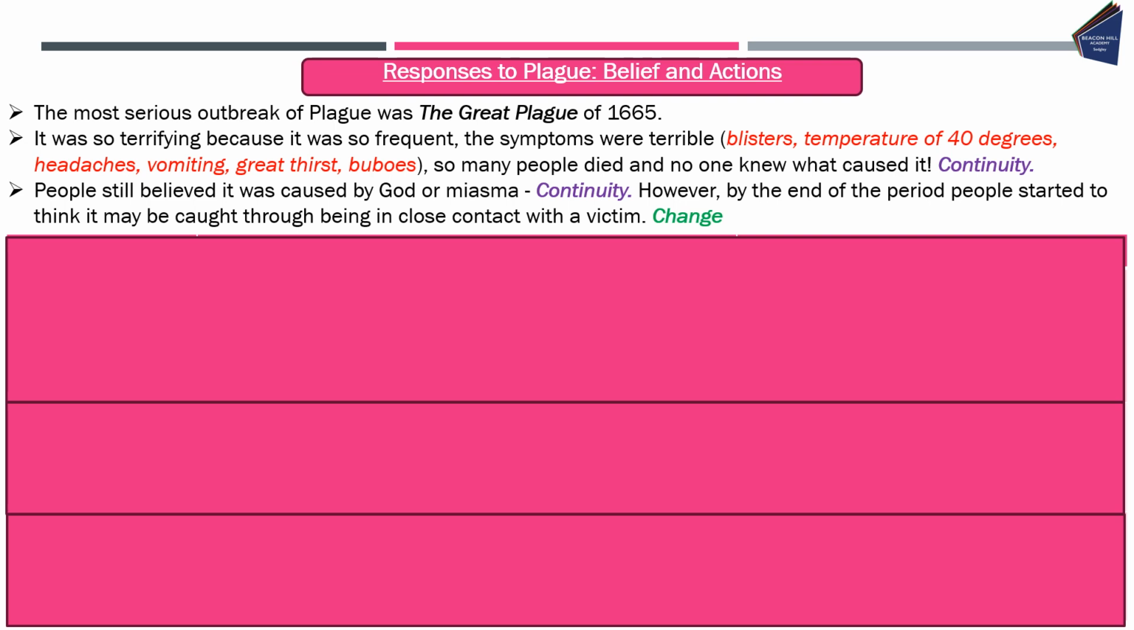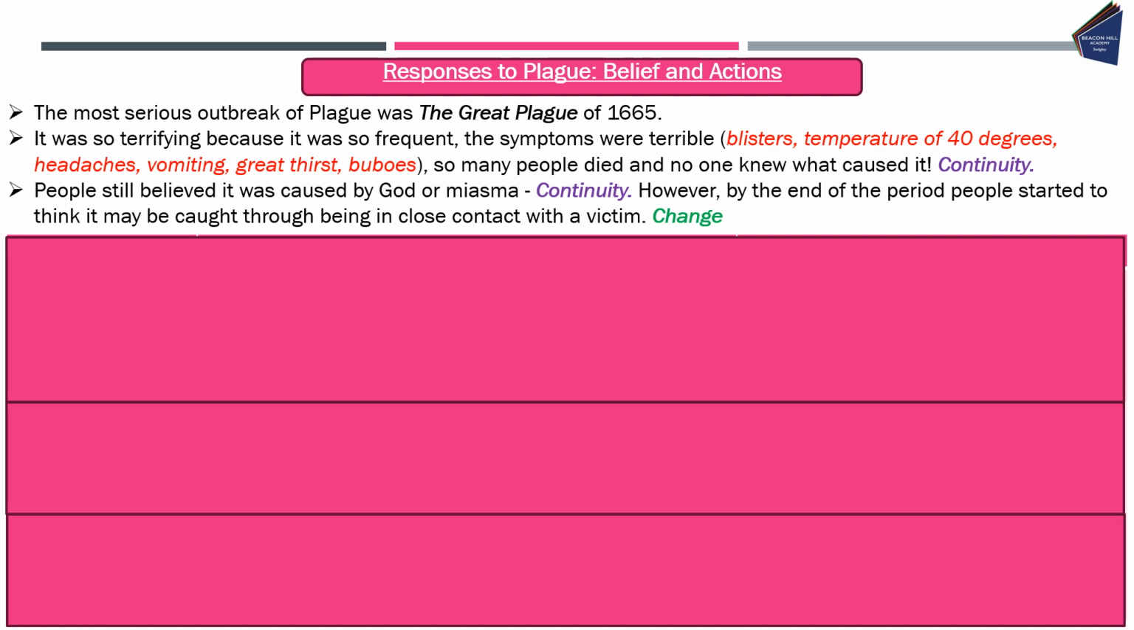No one understood what was causing the Great Plague. This is very, very similar to medieval with the Black Death, and people don't understand what is causing it. People are still believing that it is God or miasma, which remember is this belief that there are bad smells that cause disease. However, by the end of the period, people started to think it might be caught through being in close contact with a victim, and that is a change and a step in the right direction.